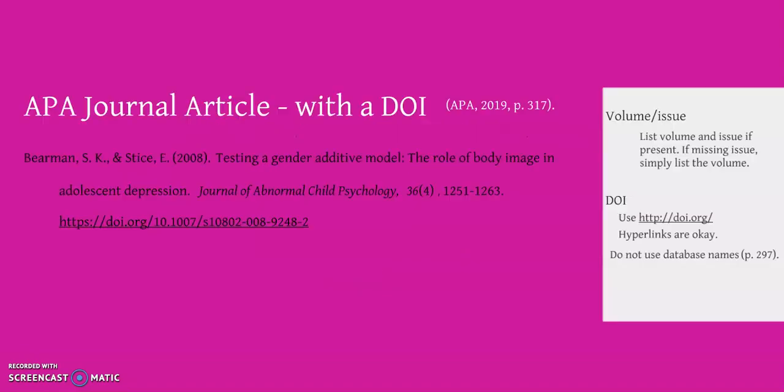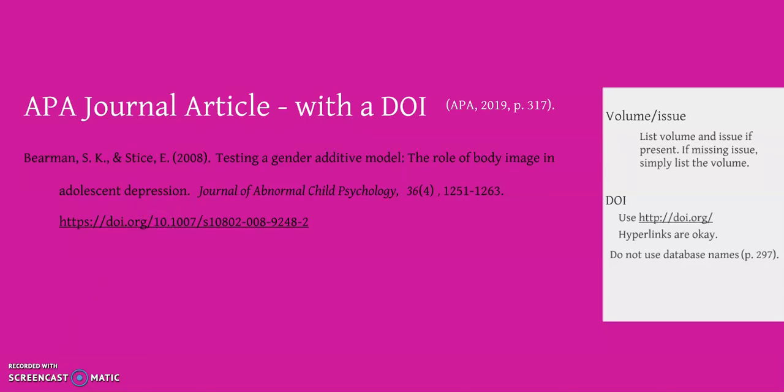Let's get started. The first journal article type that we're going to look at is journal articles with a DOI. This is by and far the most common type of journal article citation you will probably encounter. Effectively, a DOI is a digital object identifier, and you can tell if your article has one usually by looking on the front page of the article, and if you see a long combination of letters and numbers, usually starting with a 10, that is going to be your DOI.